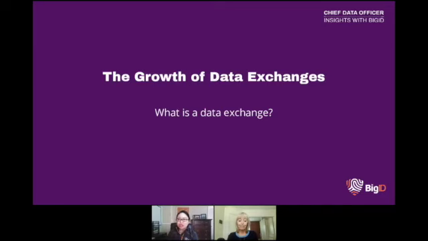Data exchanges, and certainly, as I was doing my research, there's almost a confusion amongst many people between a data marketplace and what is a data exchange. So I thought maybe we can clarify that topic for everyone. So what is the difference, and what specifically is a data exchange?